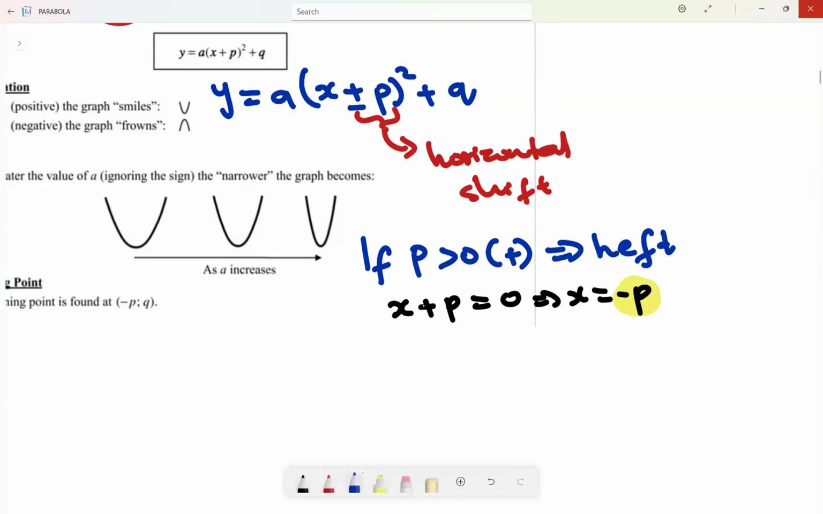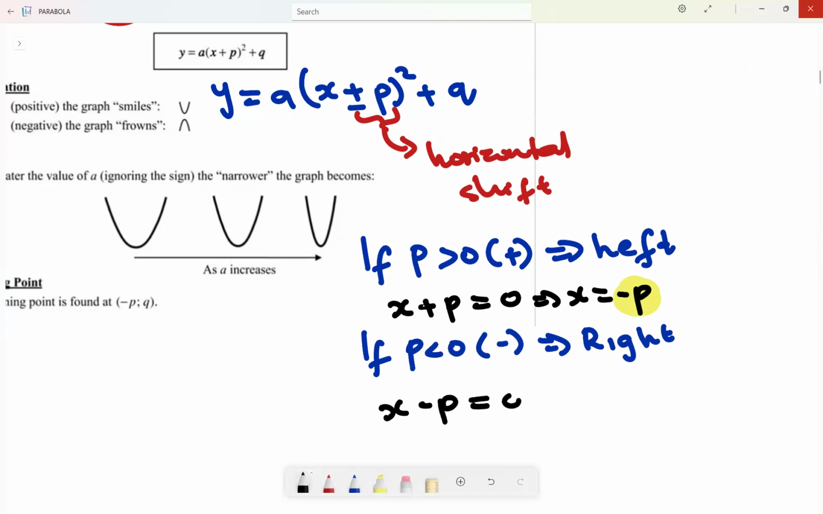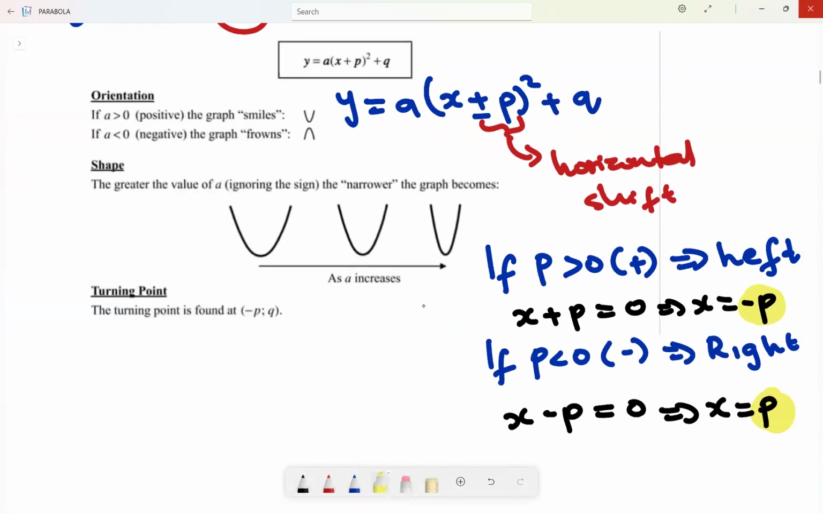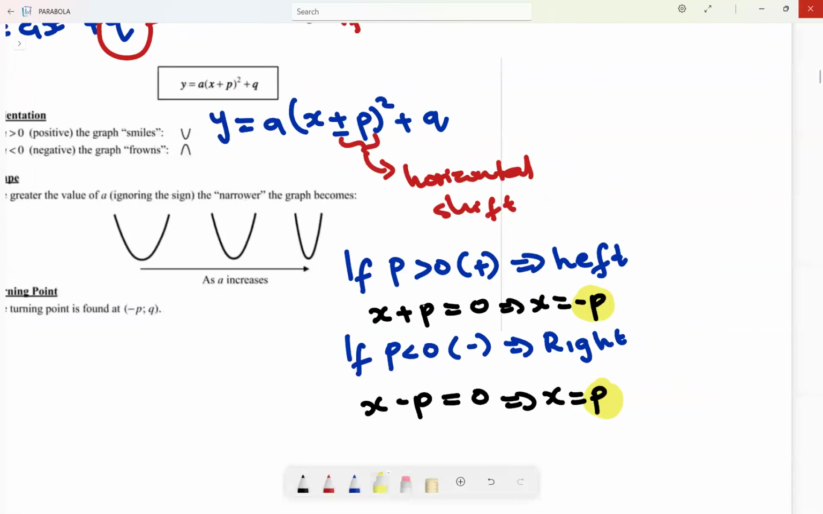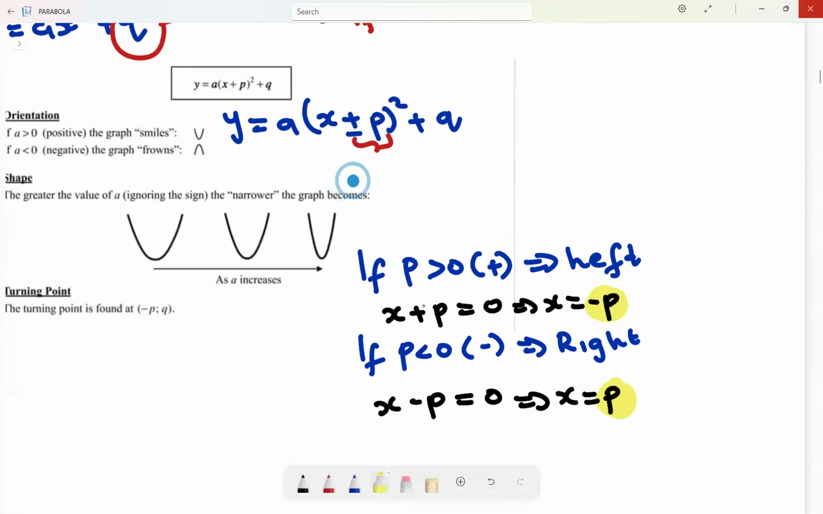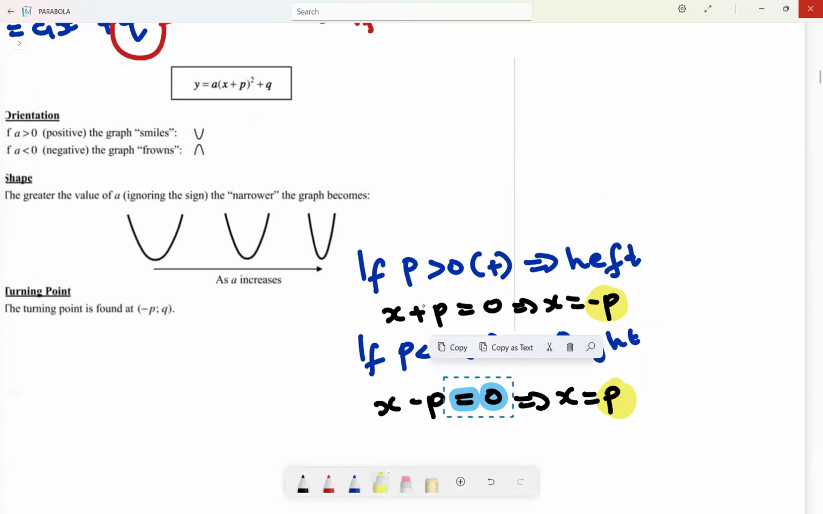Then if p is less than 0, meaning p is negative, it means it is moving towards the right. How do I know that? Let x minus p equal 0. Can you see my p is negative? Then when I solve this, x will be equal to p, which is now positive. Then it tells me that it is going towards the right. So that's what you need to know in terms of the value of p.